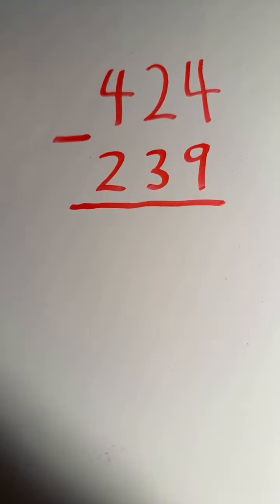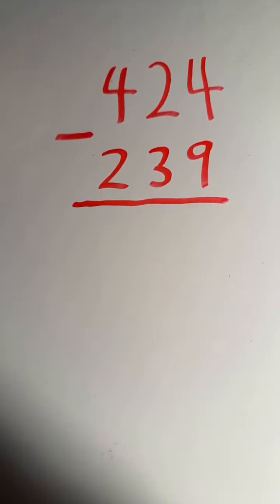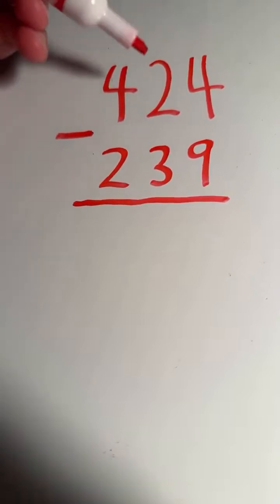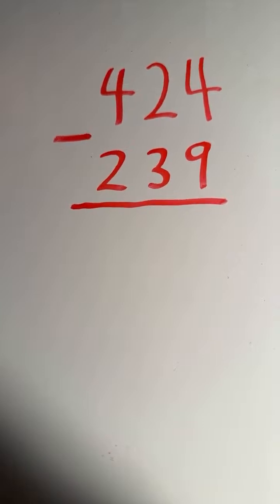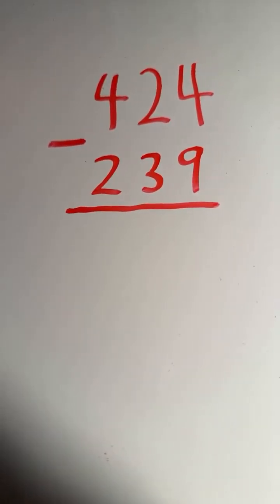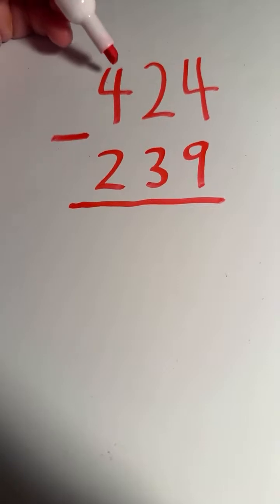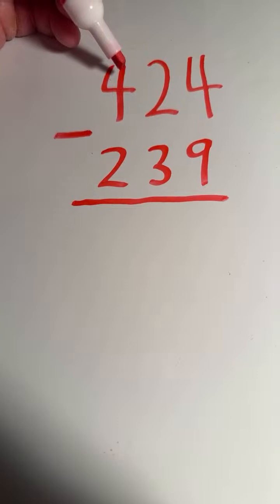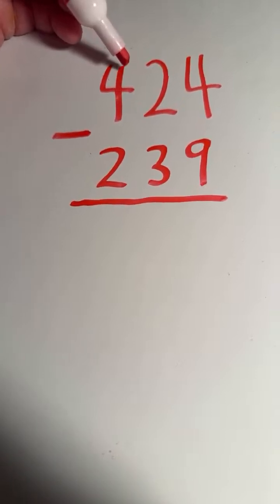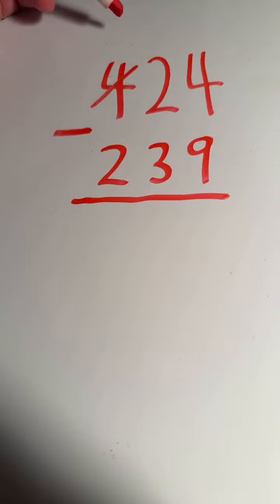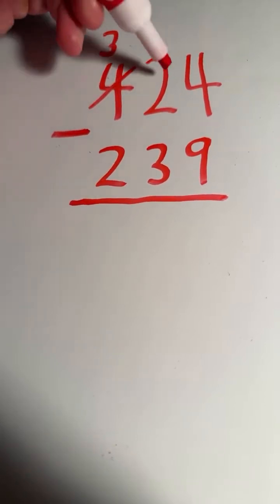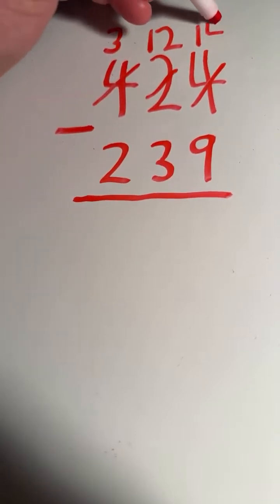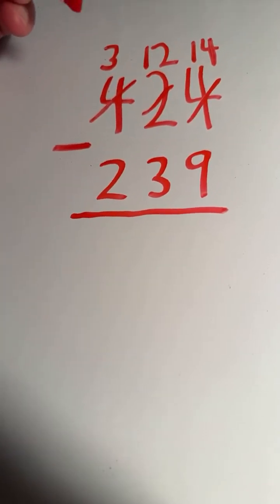So next example problem, 424 minus 239. Step 1, we check if regrouping is needed, and it is needed in both the ones and the tens place. So we start from left to right. We take away 1, and then we have to add 10 to both the areas that need to be regrouped. So we take away 1, that 4 becomes a 3. Then the 2 becomes a 12. The 4 becomes a 14 because we're adding 10 to both areas that need to be regrouped.